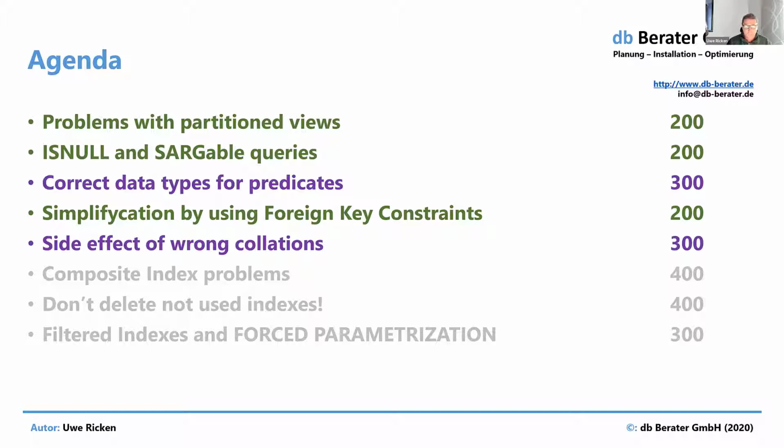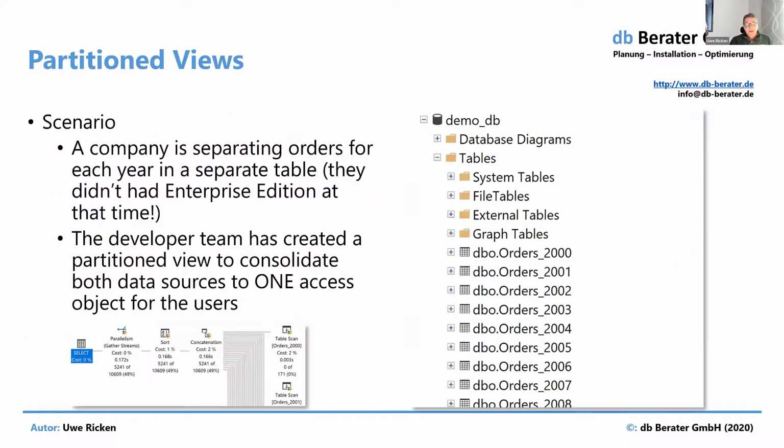I want to talk about partition views, searchable queries, and correct data types for predicates, which is a very common issue I see very often when I get called to customers. Then simplification by using foreign key constraints, and last but not least, the side effect of wrong collations. These are all real world scenarios, but they are very strongly simplified, which means I want you to follow the problems, but not to see the whole scenario. So here comes the first one.